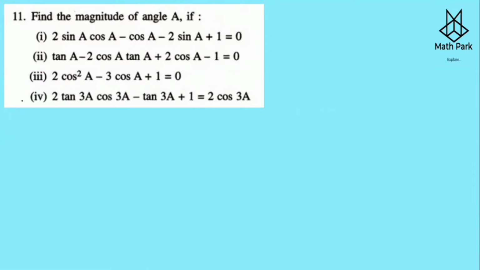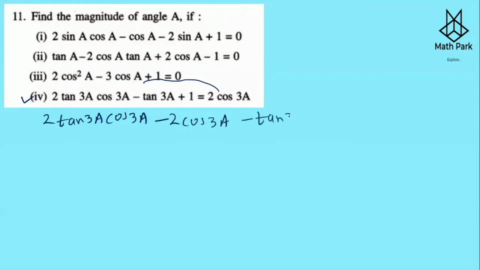Last part of question number 11. So we have 2 tan 3a cos 3a minus tan 3a plus 1. So what do we do? We shift everything to this side. So cos 3a, we shift this here. So we get 2 tan 3a cos 3a. Shifting this term over here, we get minus 2 cos 3a, and here now we have tan 3a plus 1. So minus tan 3a plus 1 is equal to 0. We have shifted all the terms to the left hand side.